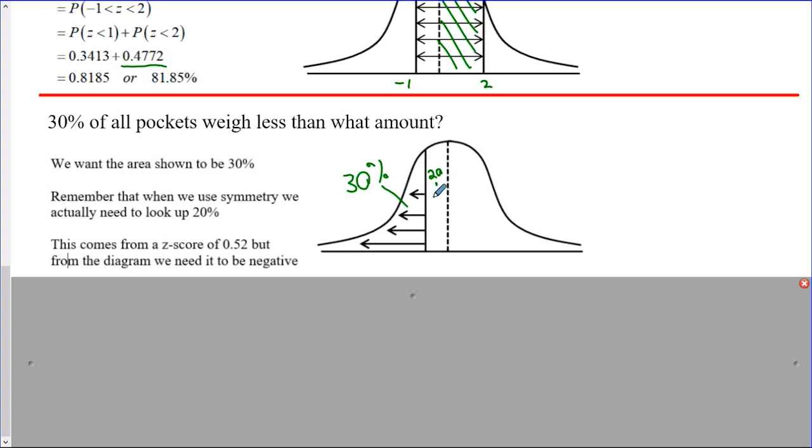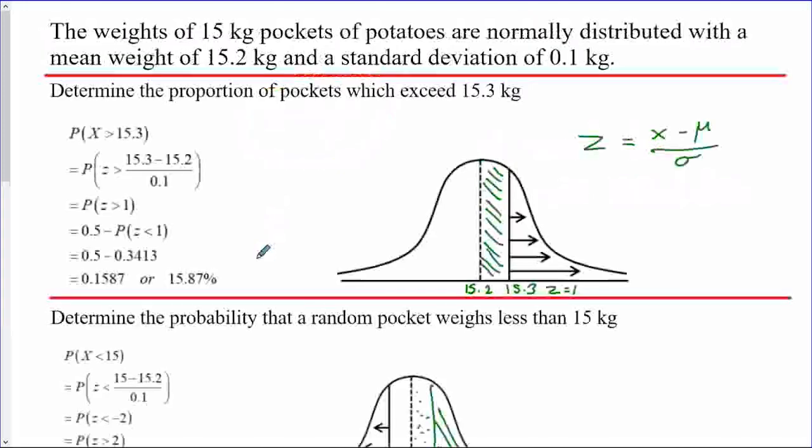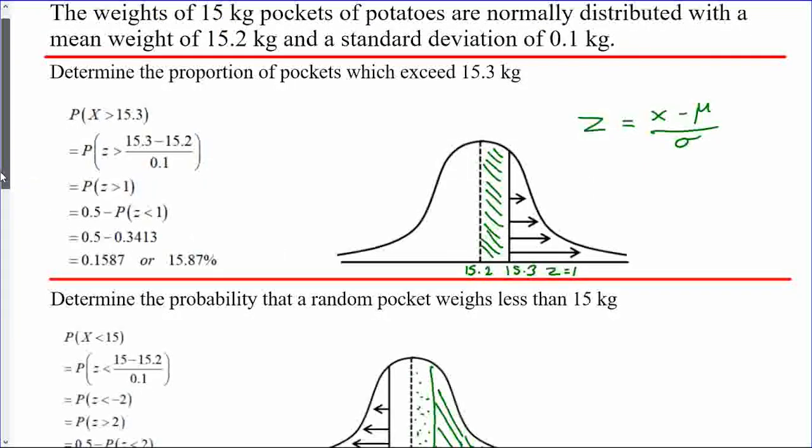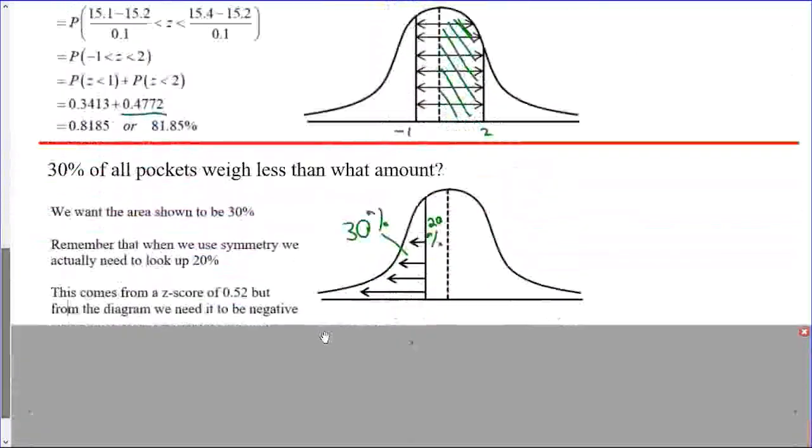All right, now if we go and look for 20% in our table, so we are now looking inside the table, and it seems the closest we get to 20% is this number over here. And this number comes from a Z score of 0.52. But looking at our context over here, you'll see that in fact this would be negative 0.52.